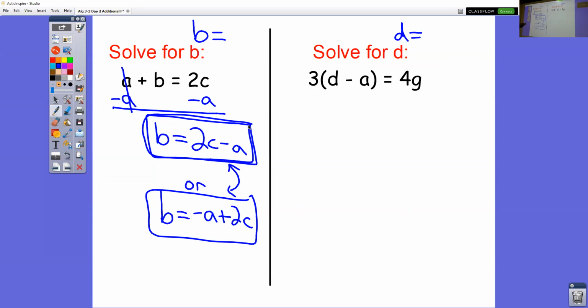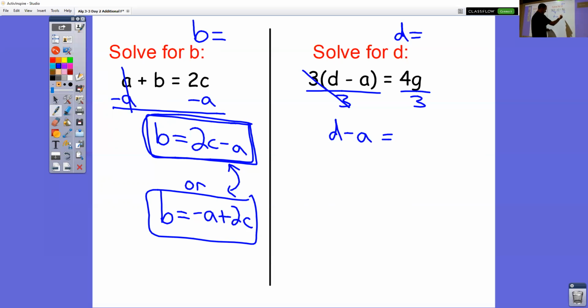In the next one, we're solving for D. Now, normally you would see parentheses and you would distribute right away. We don't want to do that. That just makes things more complicated than what we needed. So this says 3 times this whole thing in parentheses. Let's get that whole thing in parentheses first by dividing by 3 and dividing by 3. That way these 3's cancel out. When we bring down the D minus A, we're just going to lose the parentheses.